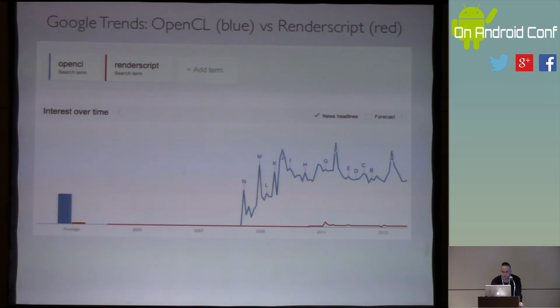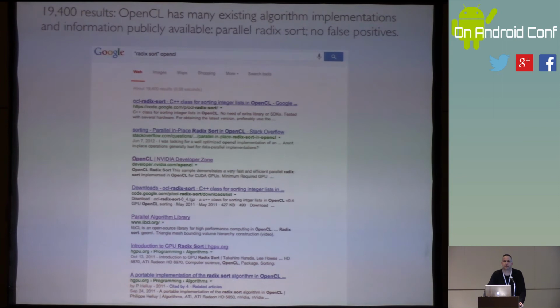And here's what I was getting at before: you can literally search for an algorithm, like radix sort OpenCL, and the first five or six results return full implementations of the algorithm you wanted to apply and use. If you're trying to get it working on mobile, maybe you'd have to do a little custom tuning to make it work correctly. But some of these libraries, like the parallel algorithm library down there, are already being modified to work on mobile as well.